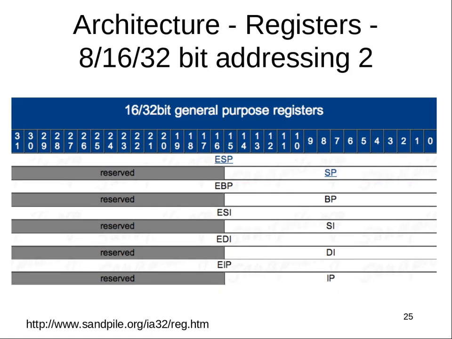On the other hand, with ESP, EBP, ESI, EDI, and EIP, you don't get the low and the high. You just get the lower 16 bits. And that's all.